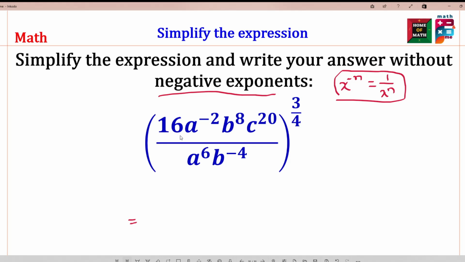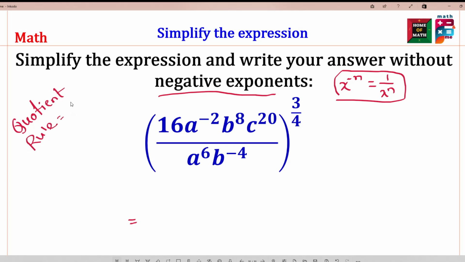Here is 16 times a to the power minus 2 times b to the power 8 times c to the power 20, divided by a to the power 6 b to the power minus 4, whole power 3 by 4. Look, we cannot use a negative exponent, but we can use the quotient rule. It means, look, Q-U-O-T-I-E-N-T rule.